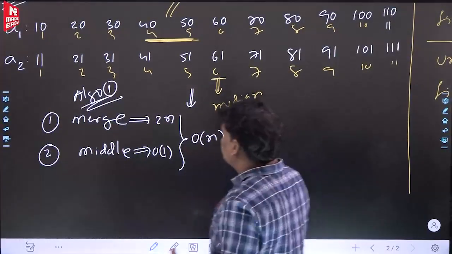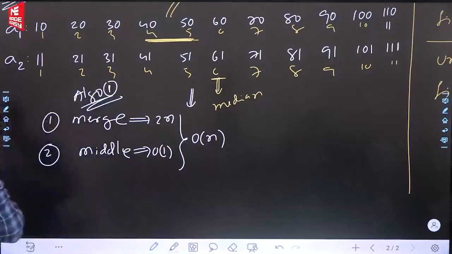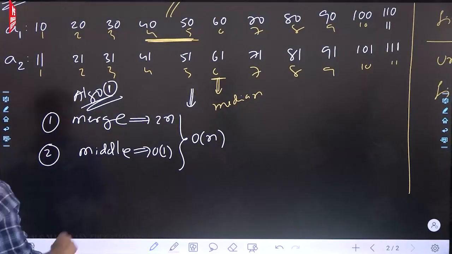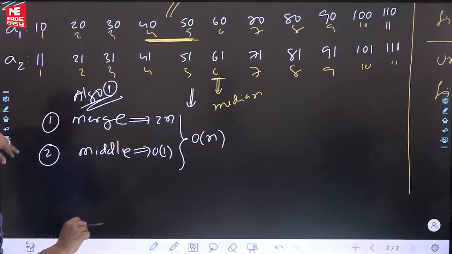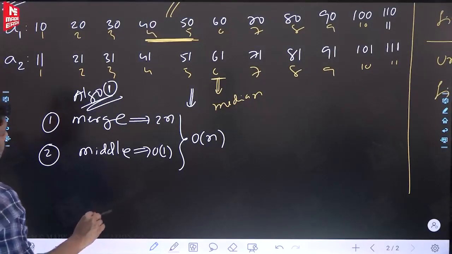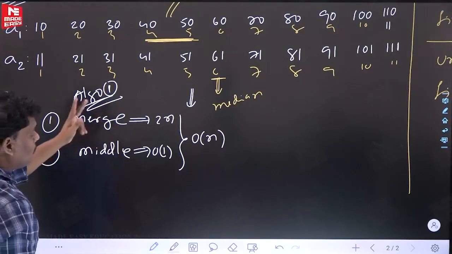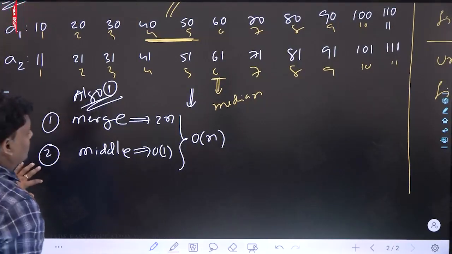Can you help me now? So question number 23, what is it asking? How much time will it take to find the middle element of the union sorted array? So what is the answer? Order of n. Everyone knows this answer. One more algorithm is there which will take less than n time. I will explain that algorithm.